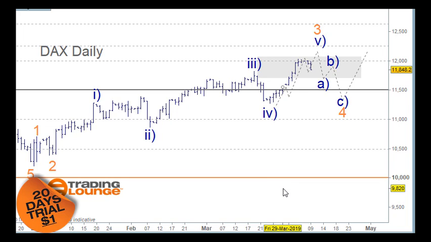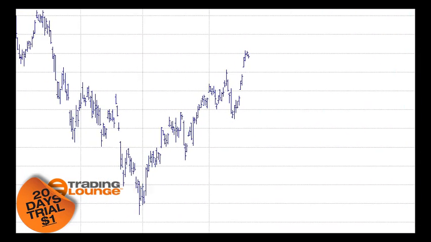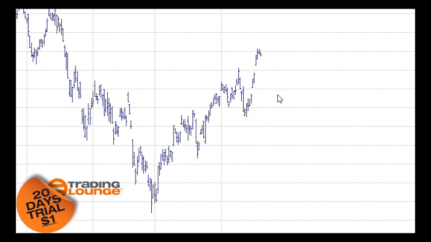So this count that I've got on the DAX here, this count moving up through here, it can be counted in different ways. It could be counted quite simply, if I bring my end of day charting program over here, when I look at it from this point here, I can see we've got 1 and 2 here, and 3 and 4 here, and then the 5th wave up to this point here. So 1 and 2 here, and 3 and 4 and 5 here.